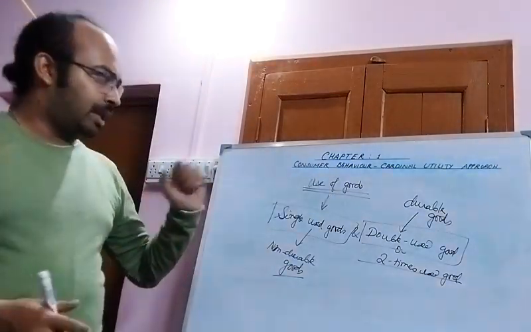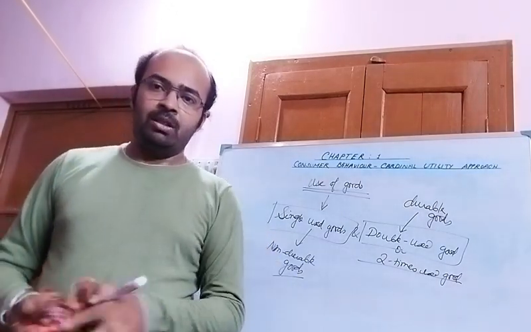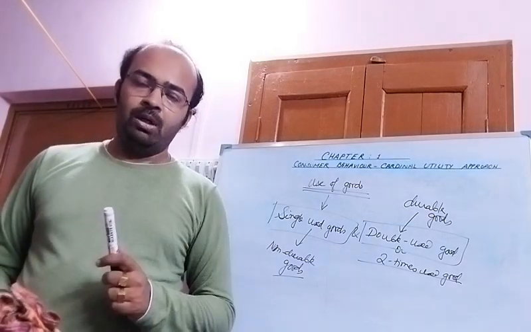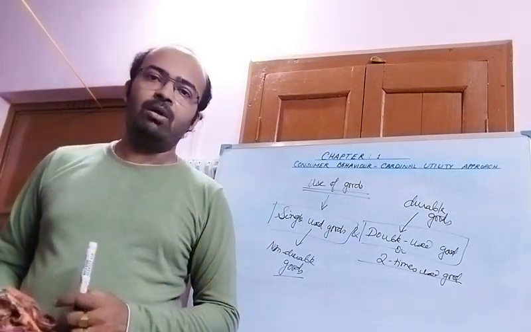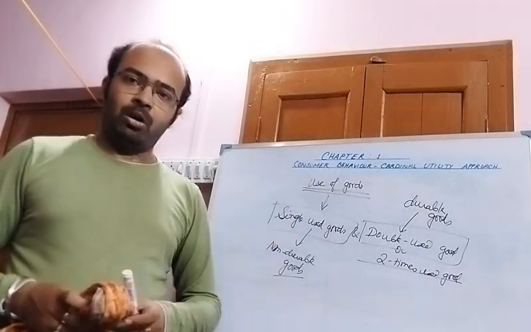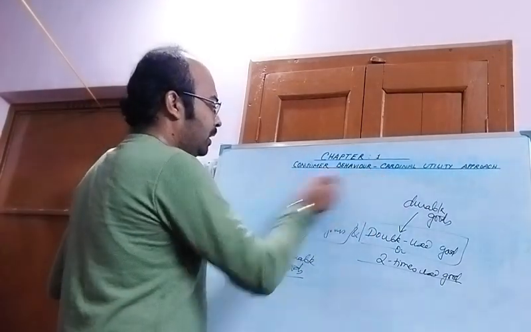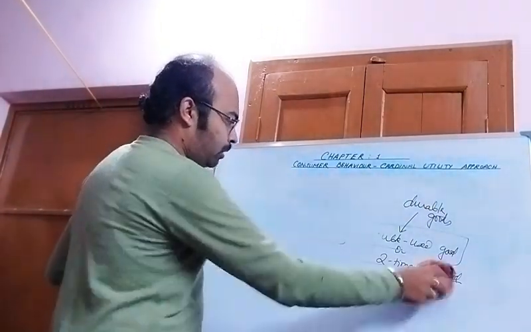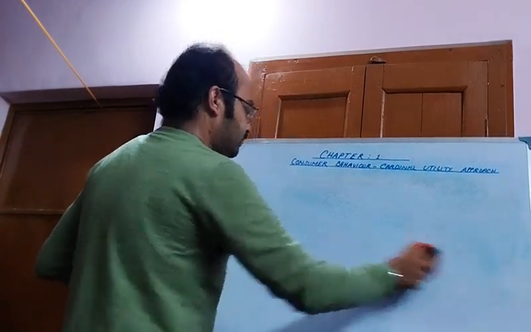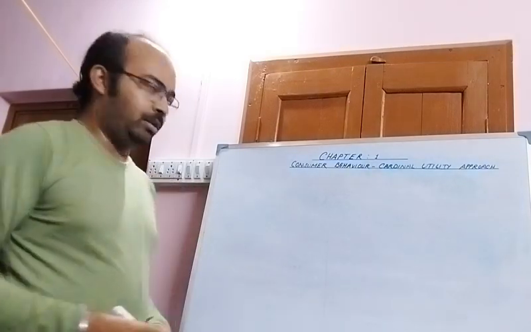Use of goods, the second topic of this chapter. I hope it is clear to all of you. This topic is a subtopic of the first topic that I have taught you, the meaning or the concept of consumption. Under this only, this use of goods topic comes. The next topic, which is another important topic I am going to do, is consumer sovereignty.